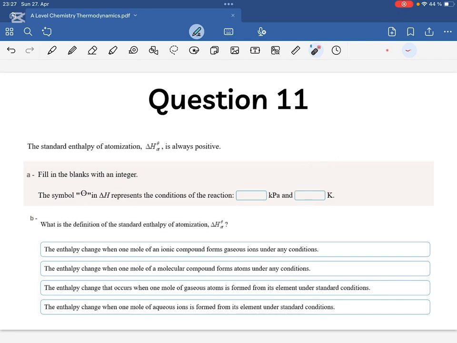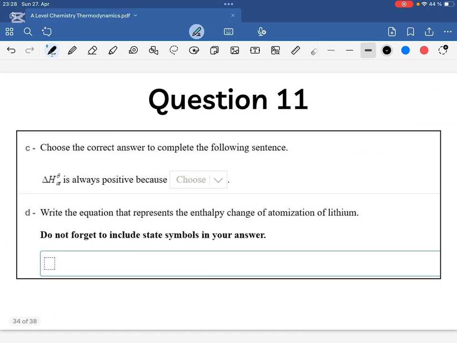What is the definition of the standard enthalpy of atomization? Now, atomization, it's where I'm forming a gaseous atom. So it's not when 1 mole of ionic compound forms, nor when a molecular compound forms. It's actually when 1 mole of gaseous atom is formed and not aqueous ion. So the only option that's correct is this one.